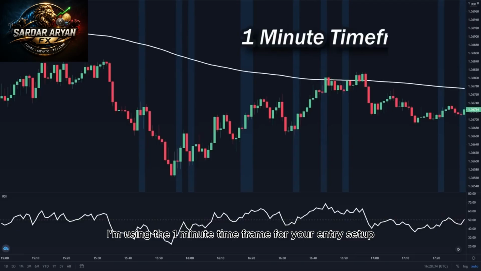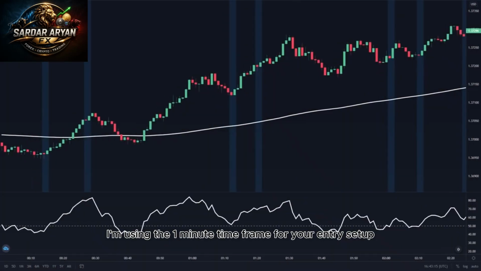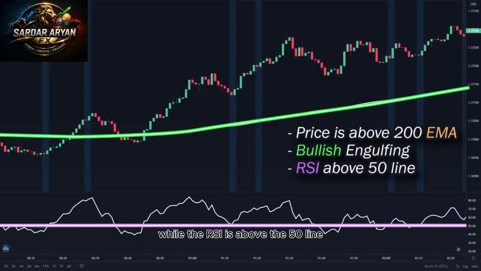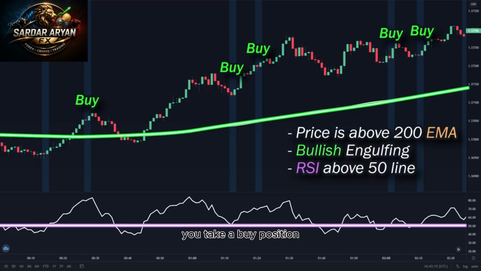Next, I'm using the 1-minute time frame. For your entry setup, if the price is above the 200 EMA, while a candle shows a bullish engulfing pattern, while the RSI is above the 50 line, you take a buy position. It's the same for short positions as well.